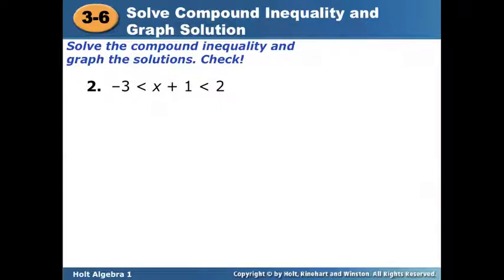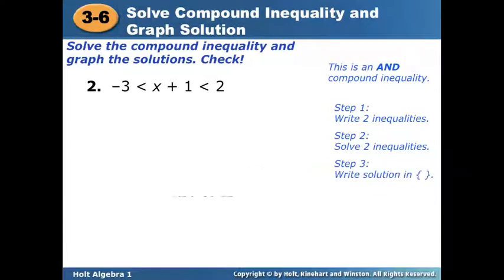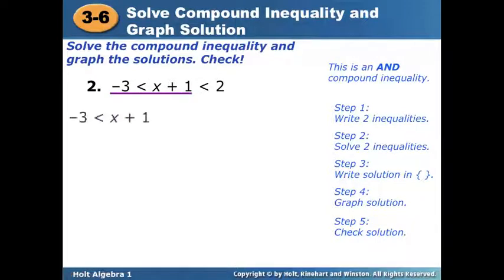Example number 2. Copy this to your notebook paper. We have negative 3 is less than x plus 1 is less than 2. Again, this is an and compound inequality. Our first step is to write the two inequalities. Be very careful, some students misunderstand and try to separate the inequalities in the center. That would be incorrect. Go all the way to the inequality symbol to make your first inequality.